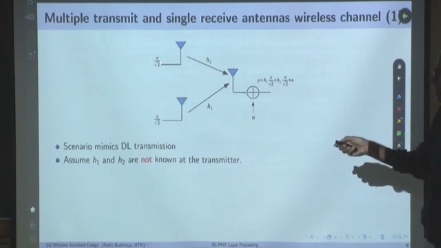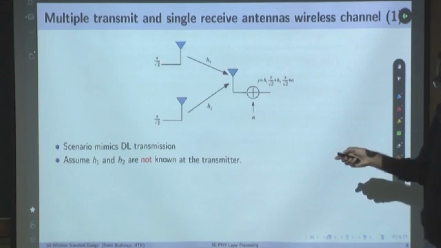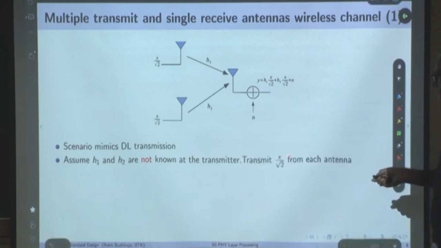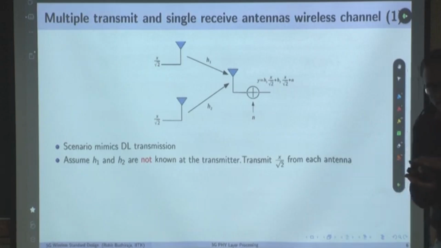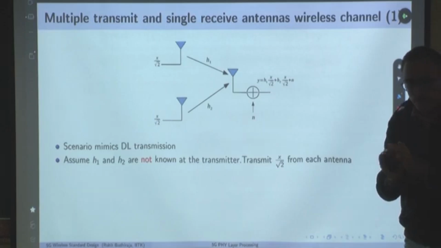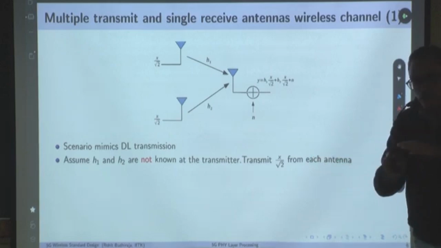So, what is it going to do? Okay, so two transmit antennas. What has it done? It transmits x by root 2 from each antenna. There is only one signal x. What is it doing? You do not want to change the power. Power should always be P. Even though you have two transmit antennas, you do not want to change the transmit power, because we said P by N naught remains the same.